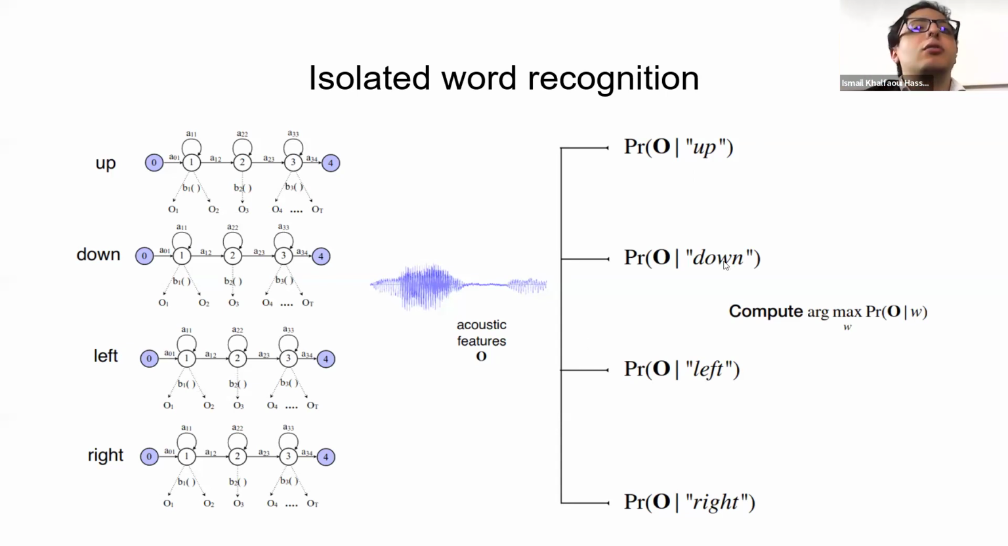So you could calculate the probability of the acoustic feature O with respect to up, what is it? And then for down, calculate the probability of O knowing that it was the word down that was said, etc., and compute those probabilities and take the maximum probability. And this will likely be the word that was said.